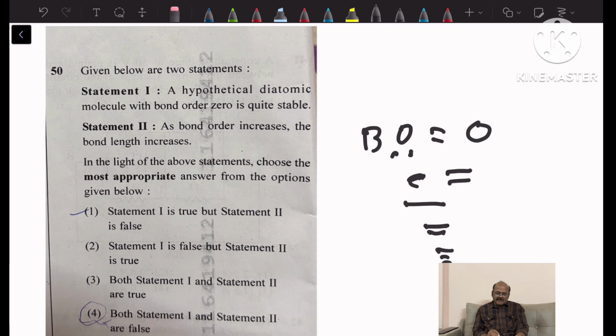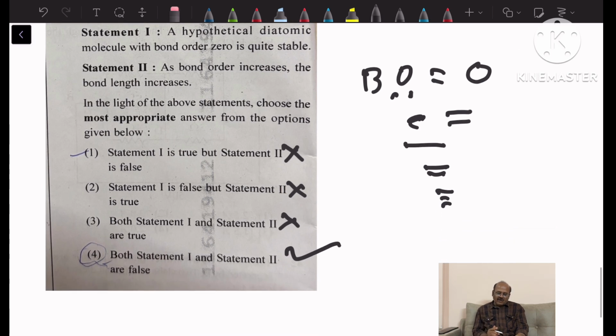So what is given? Statement 1 is true, but statement 2 is false. No, this is not correct. Then statement 1 is false, but statement 2 is true. Statement 1 is false, correct, but statement 2 is also false, so this is also not the correct answer. Then the third answer is given: both statement 1 and statement 2 are true. No, both are wrong. Then the fourth answer is both statements 1 and 2 are false. That is correct. Why is it correct? Because if bond order is 0, it will not become stable. The molecule does not exist. And as the bond order increases, multiple bonds become more, so the bond becomes shorter. The correct answer is the fourth one.